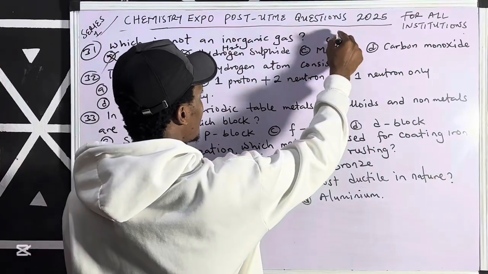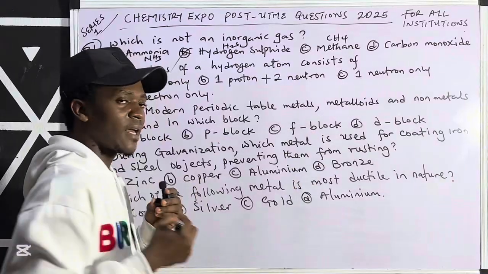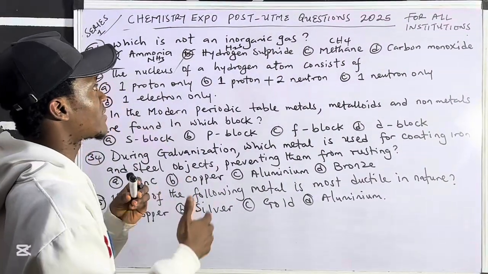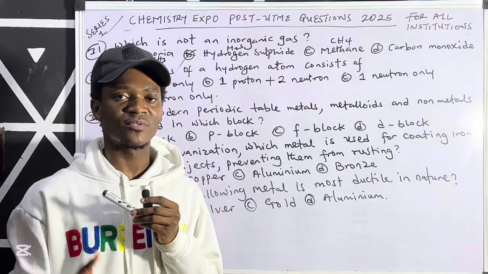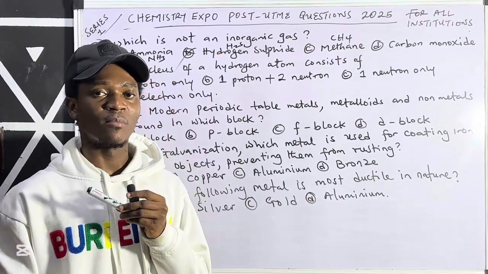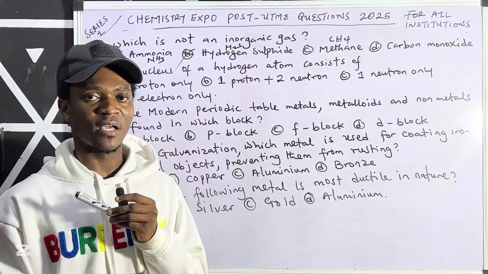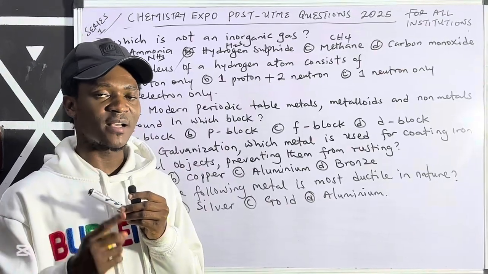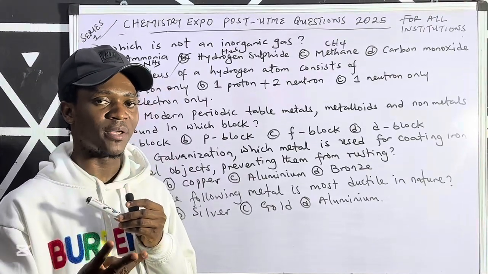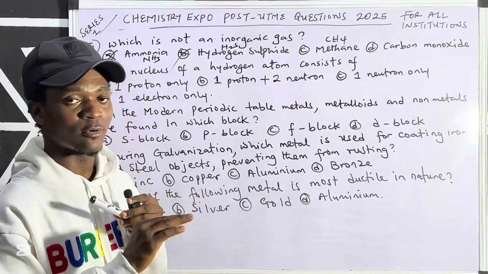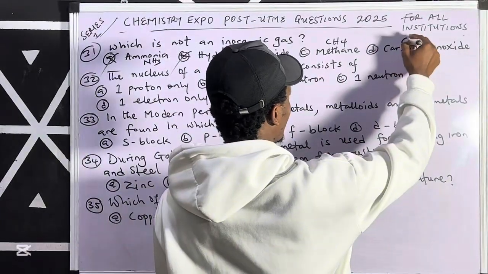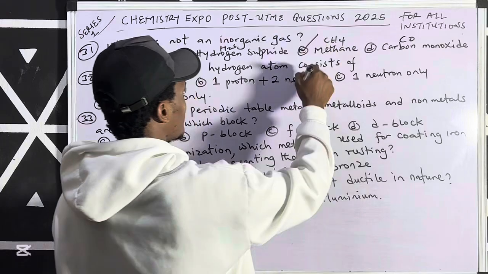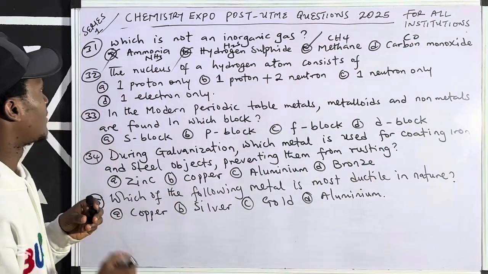Then methane is CH4. That's an organic gas, so it's not an inorganic gas. It falls under organic chemistry, talking about the alkanes. Remember that the first four members of the alkanes are gases: methane, ethane, propane, and butane. Then option D, carbon monoxide, CO, is inorganic. So the correct option is option C.